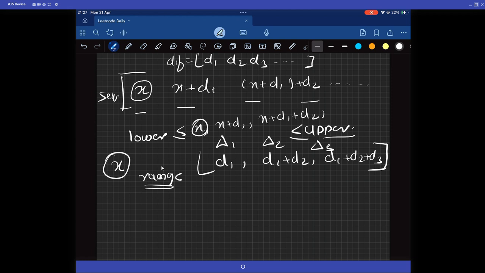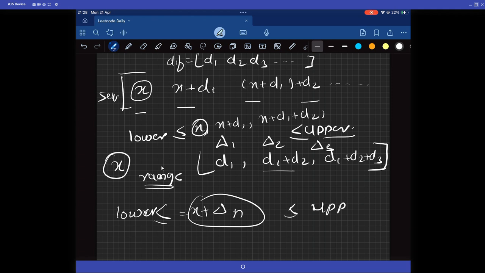So what is our solution here? When we add these deltas to x, x plus delta n should be in our range, between the lower and upper range. So we need to find out delta 1, delta 2, delta 3, and add them to x, and check if all the numbers of this sequence are within our range. Then it is a possible answer, right?